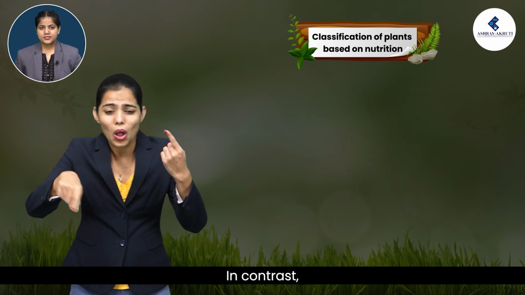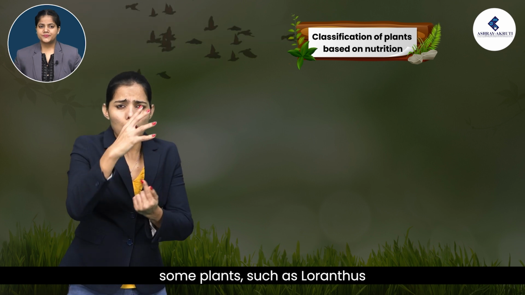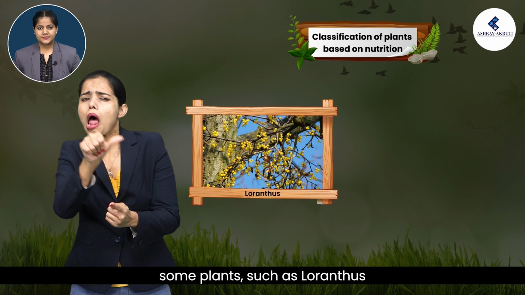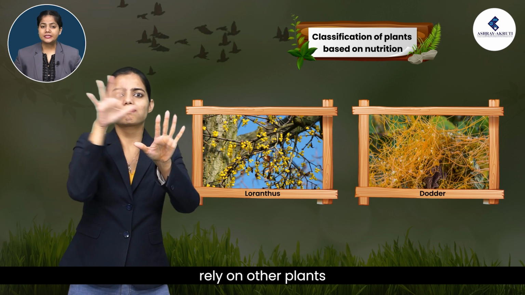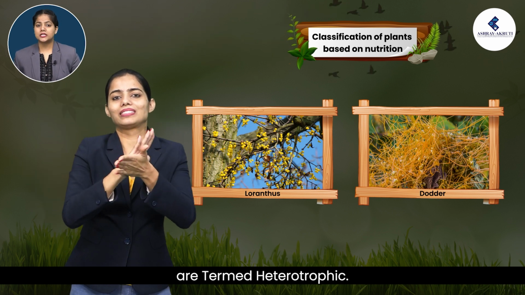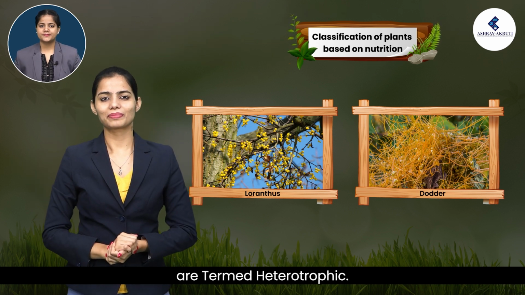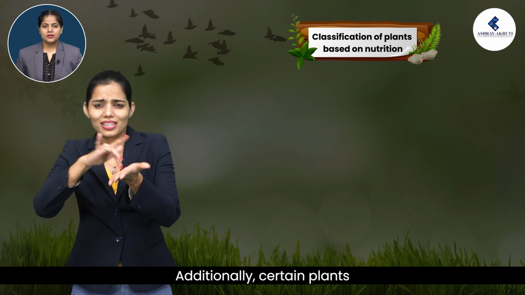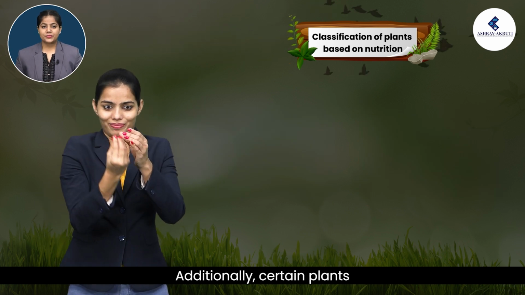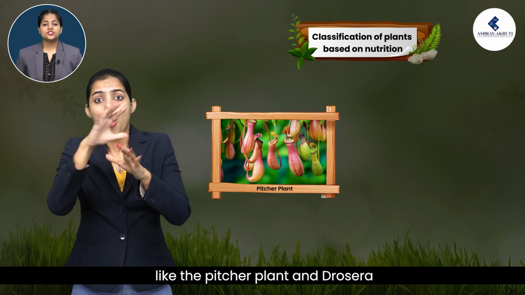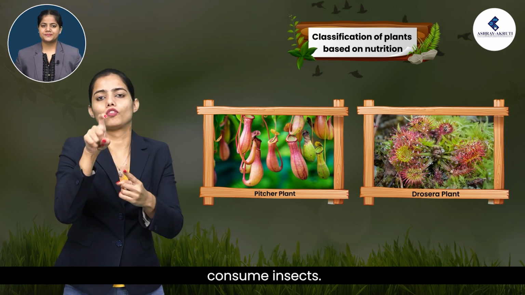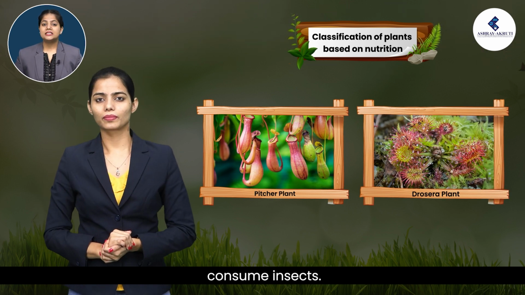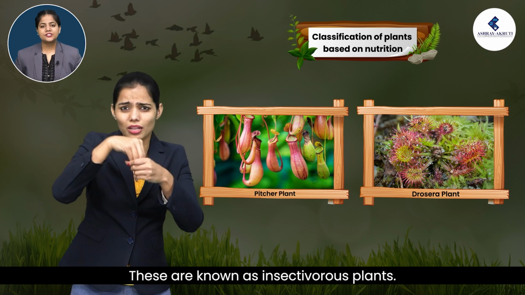In contrast, some plants such as loranthus and dodder rely on other plants for their nourishment and are termed heterotrophic. Additionally, certain plants like the pitcher plant and drosera consume insects. These are known as insectivorous plants.